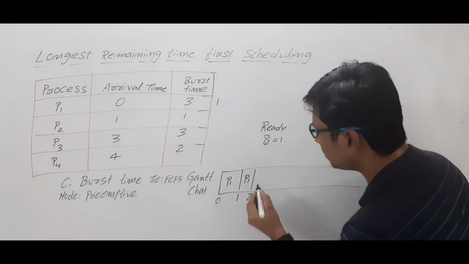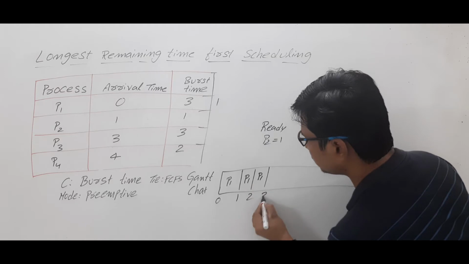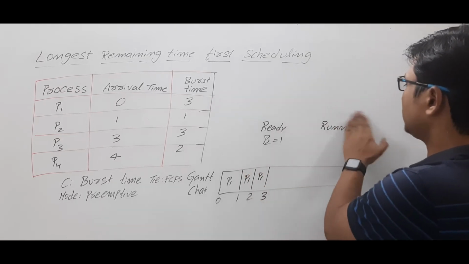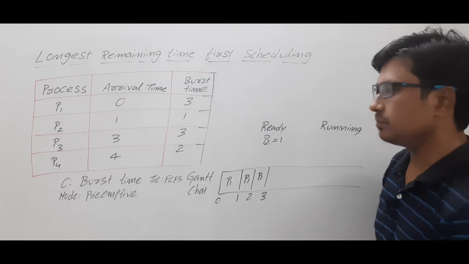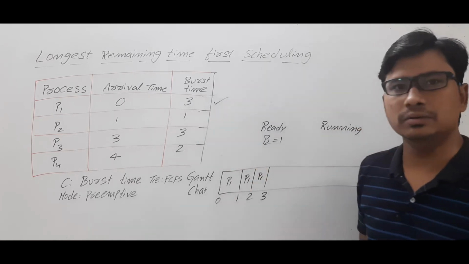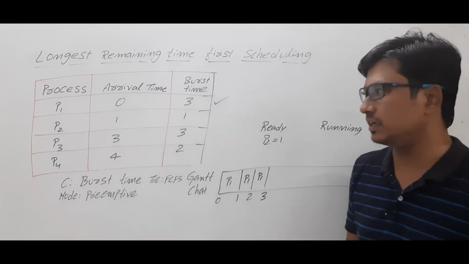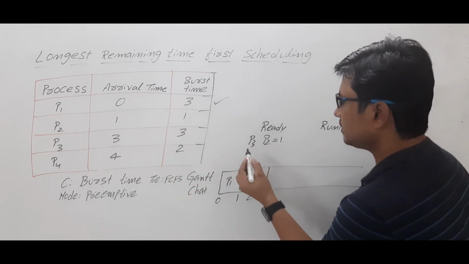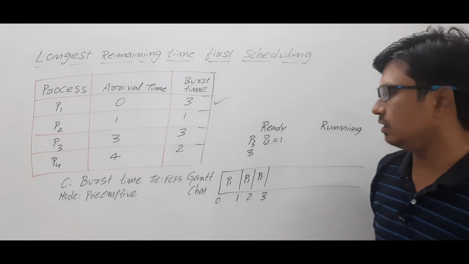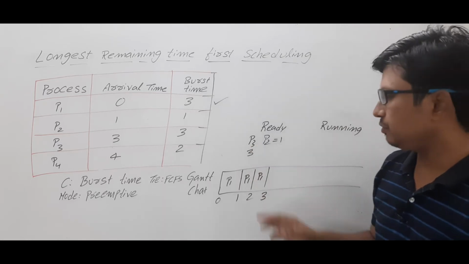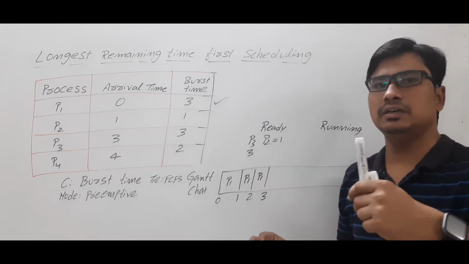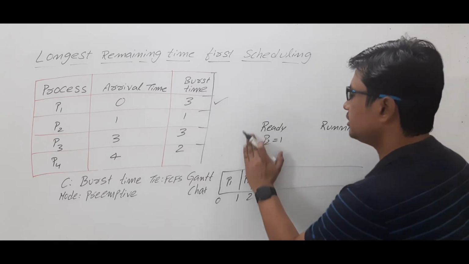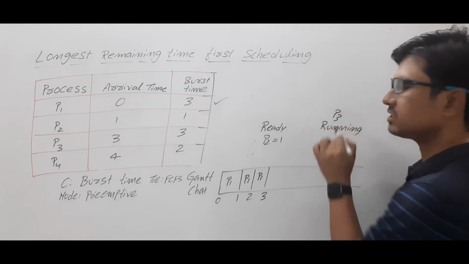So P1 only will be executed for another 1 unit of time. So it has completed its entire CPU required time and it will go to the terminated state. So process P1 is done. By that time, process P3 has arrived and it needs 3 units of time. So look at P3 and P2, which process has the highest remaining burst time? Process P3. So that will be dispatched to the running state.